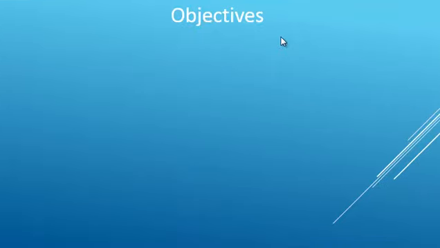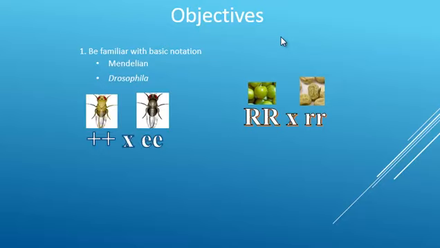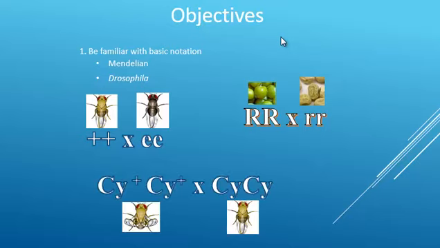The objectives of this week's labs include first becoming familiar with basic notation for genetics so that we can discuss the inheritance of traits. This will include both standard Mendelian notation, as discussed by Mendel in his investigations of peas, as well as notation that's applied to Drosophila, which is considerably different, and the ability to understand how Drosophila notation revolves around mutants, both recessive mutants as well as dominant mutants.